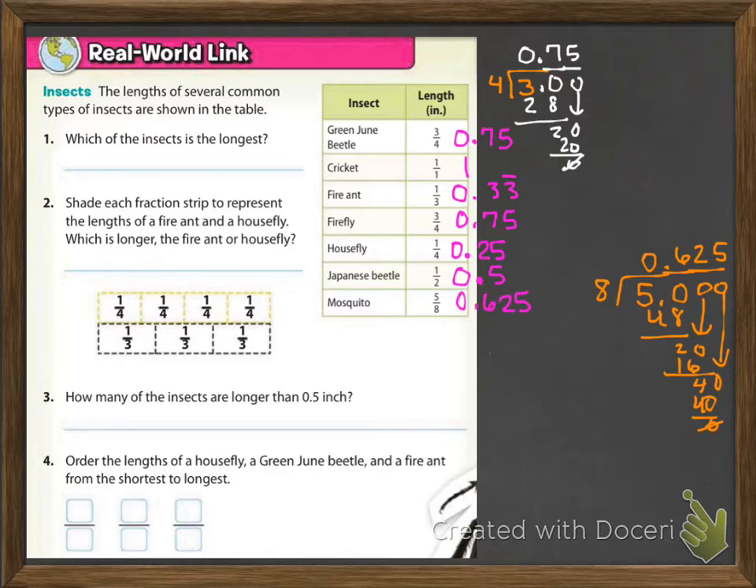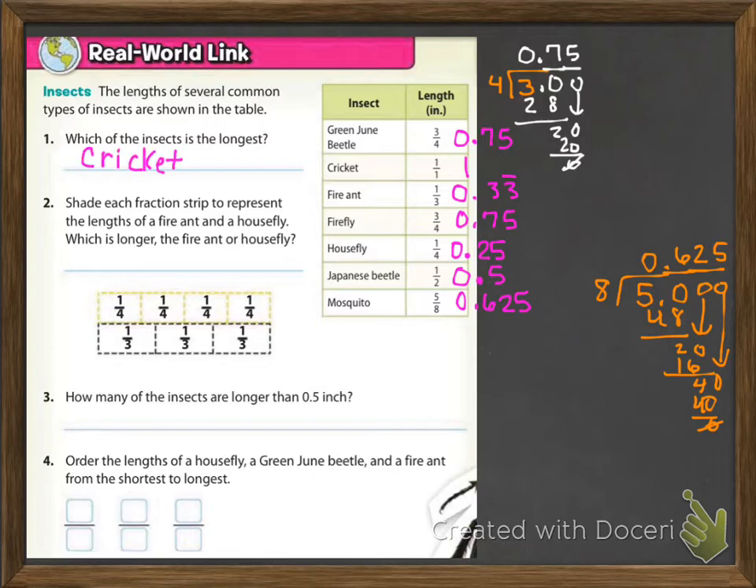Now we can look at these and we can compare them, and we can see that the cricket is going to be the largest. Now, we could have done that without getting all of the decimal information, but it's just a good habit for you to make sure that you have all the information there. So you're going to write cricket under which of the insects is the longest.